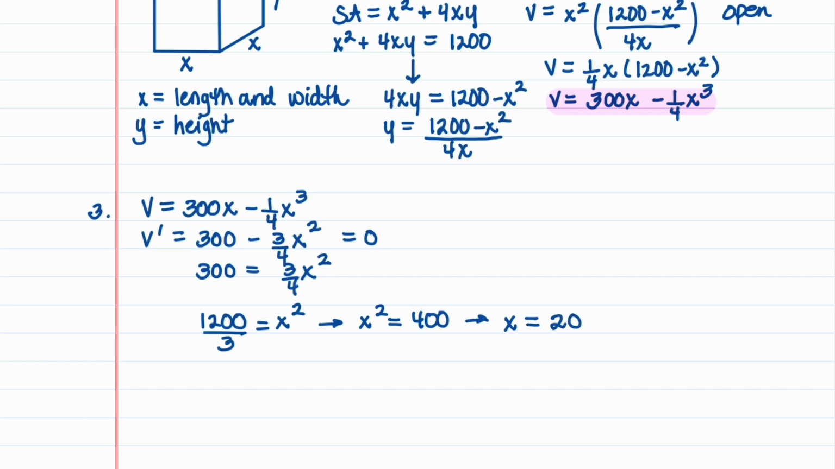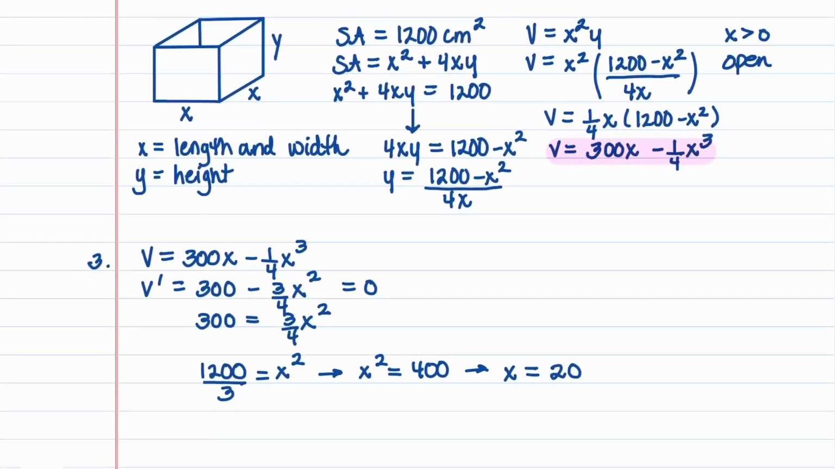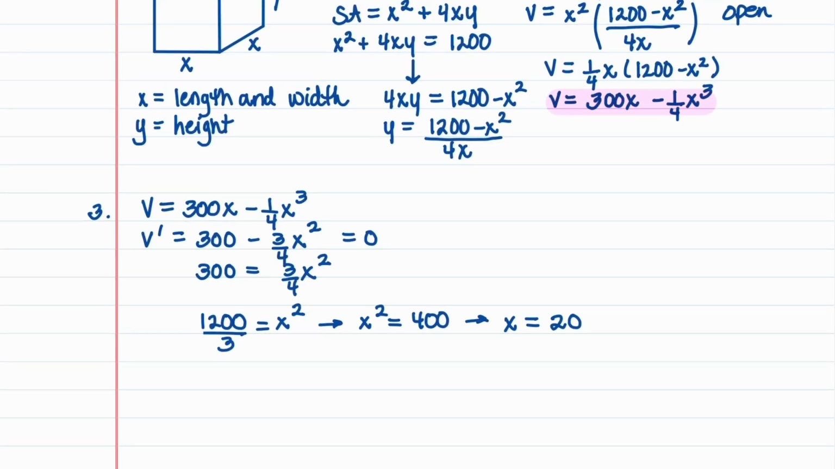Now we need to put units. Let's go back up. We have centimeters squared for surface area, so x is 20 centimeters. And we'll go ahead and highlight that. Now we need to find y. Our equation for y is right here. So let's use that. Y is equal to 1200 minus x, which is now 20.